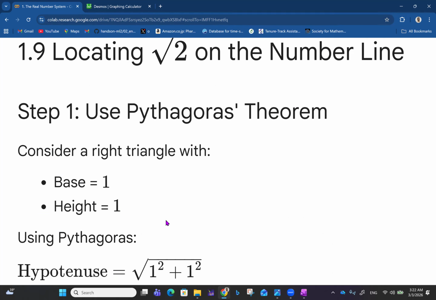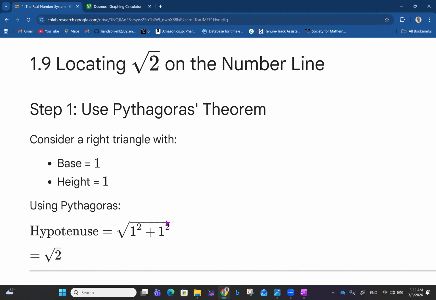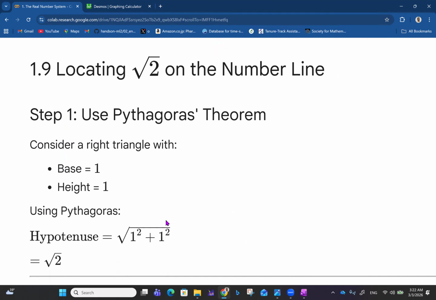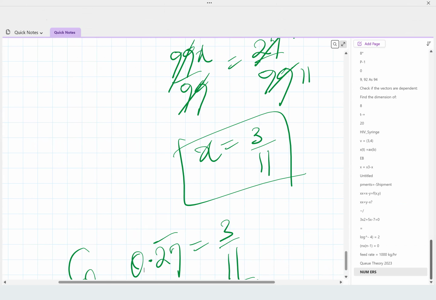Now imagine trying to locate the square root of 2 on the number line. I already introduced the concept of the number line previously, right? To locate the square root of 2 on the number line, step 1, you can use Pythagoras theorem. Consider a right angle with base 1, height 1. Using Pythagoras, the hypotenuse is the square root of 1 squared plus 1 squared, which equals root 2.